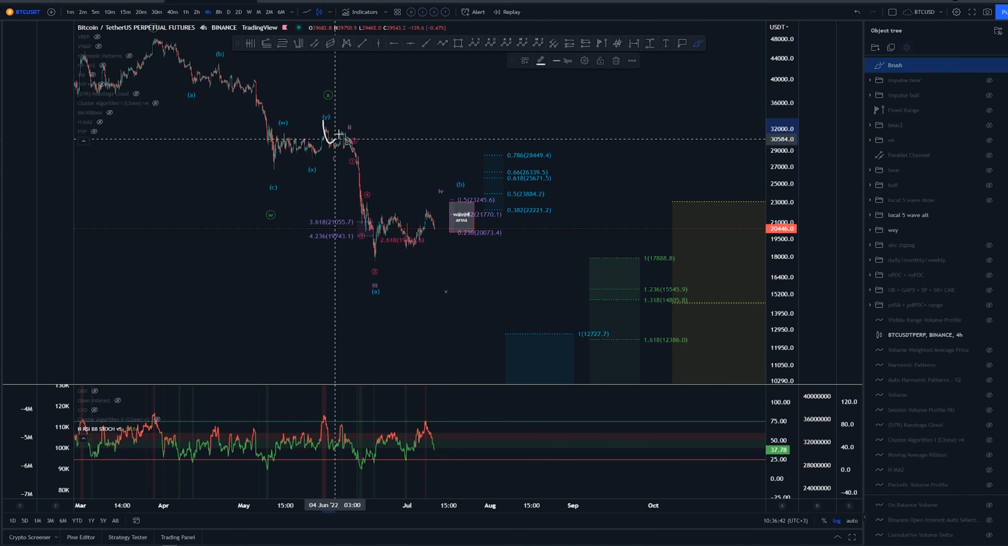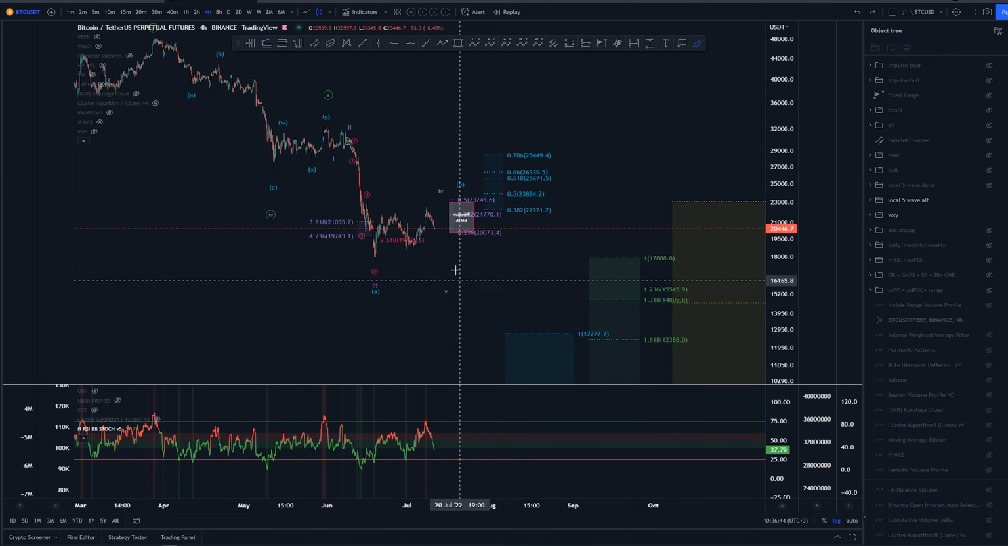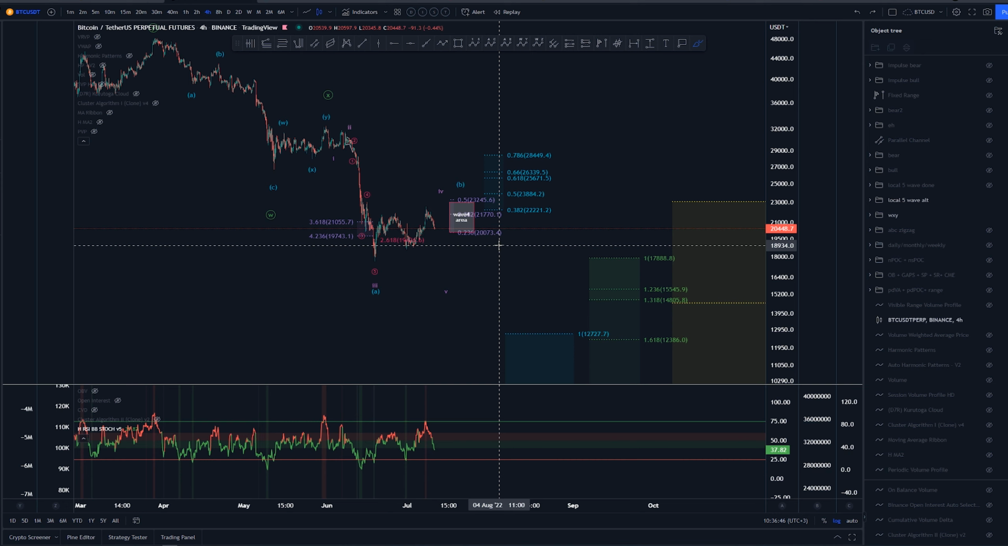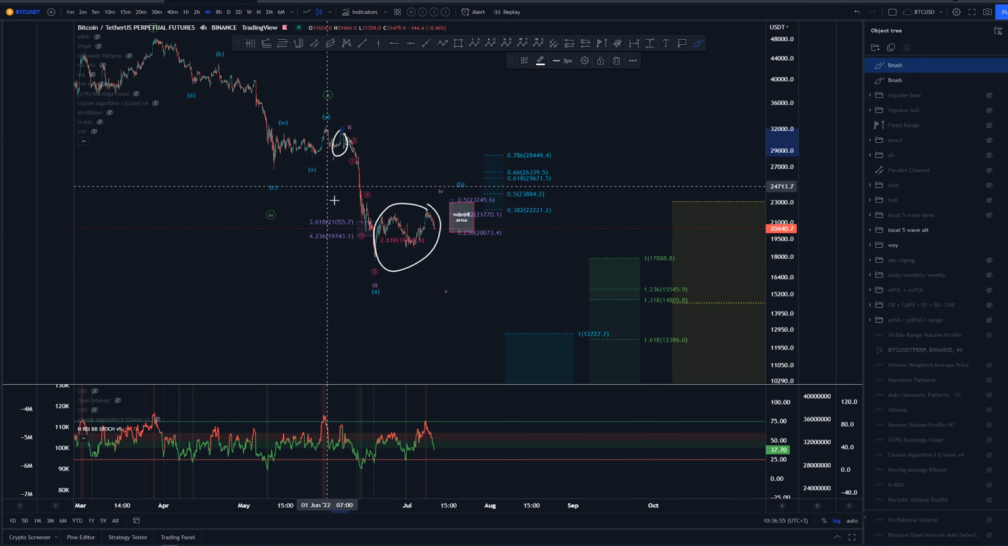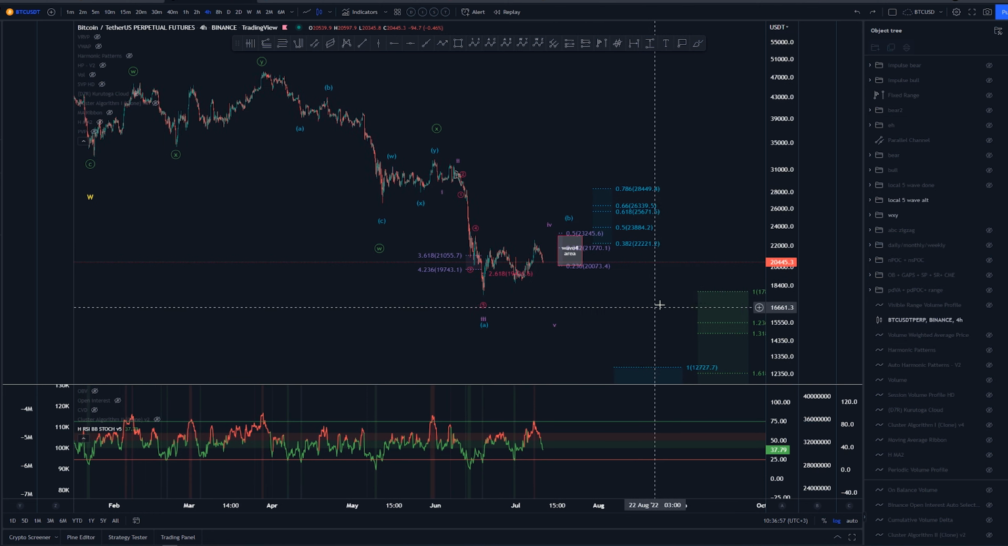Other scenario is that we have 1, 2, 3, 4 and 5. This would fit into some other scenarios on higher time frame a bit better, but again it doesn't really feel that good, as wave 4 is so much larger than wave 2 here, and they're not really comparable in time.